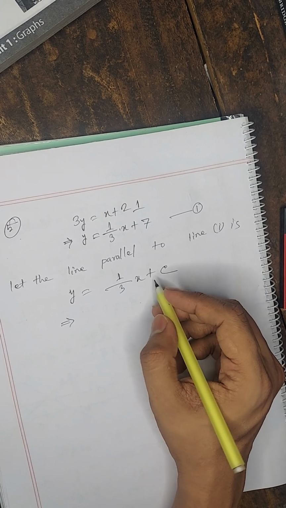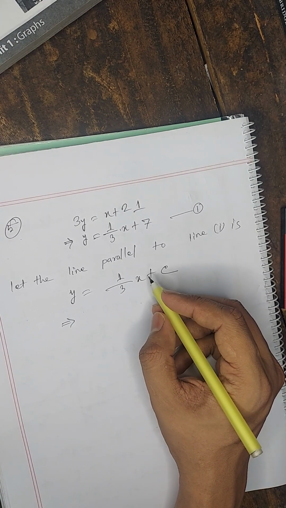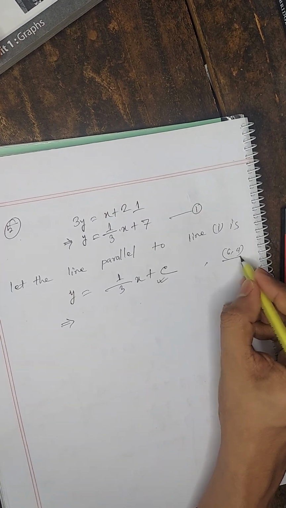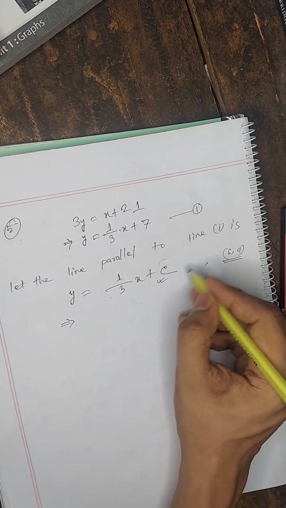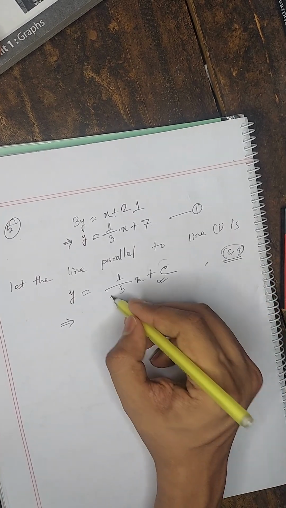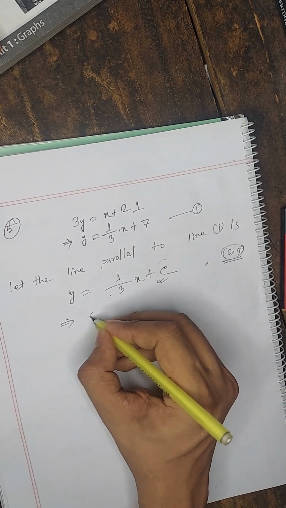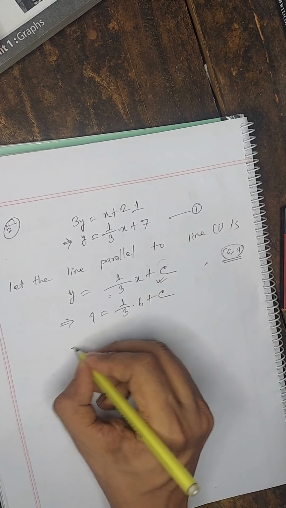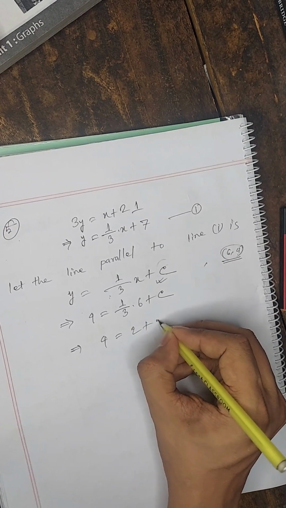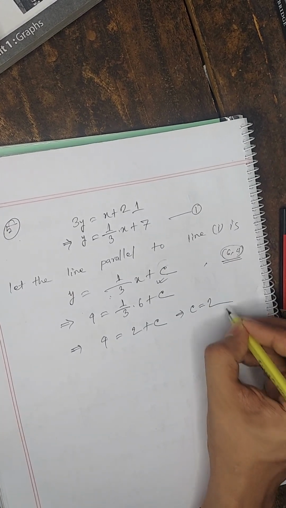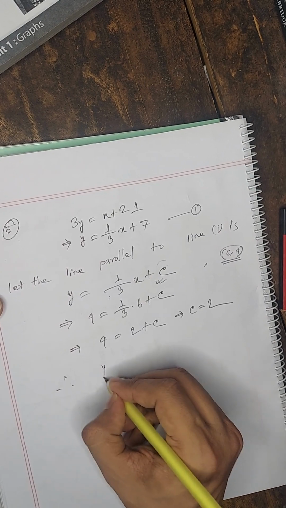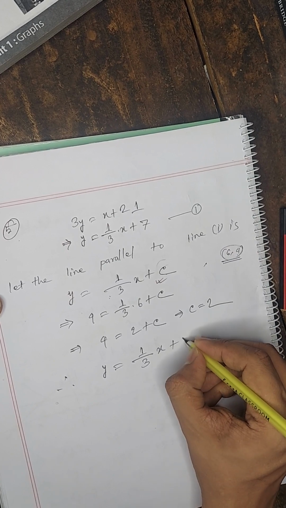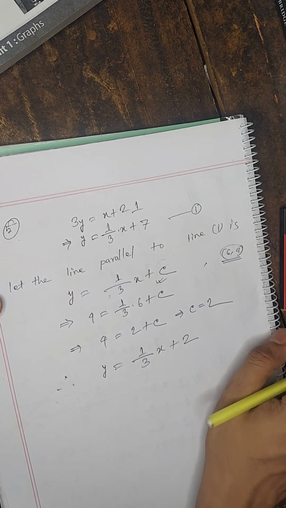We are given that this line passes through the point 6, 4. So if we substitute this point here, we get the value of c. So 4 is equal to 1 by 3 times 6 plus c. We get 4 is equal to 2 plus c. The value of c is equal to 2. So our required equation of the line is y equal to 1 over 3 x plus 2.